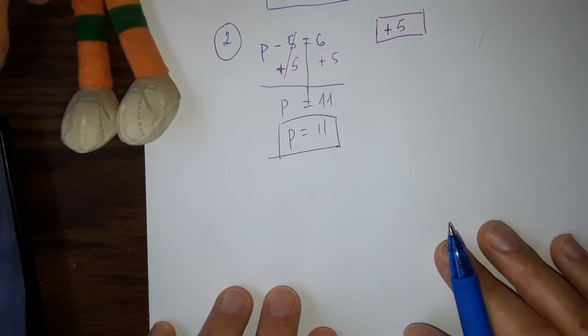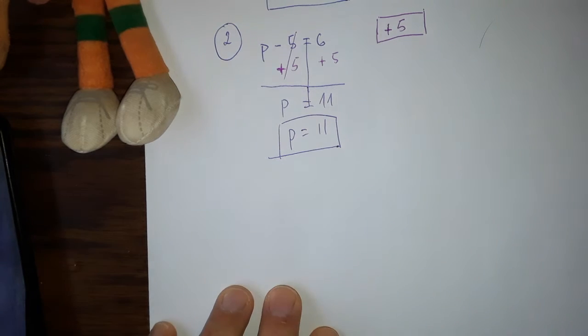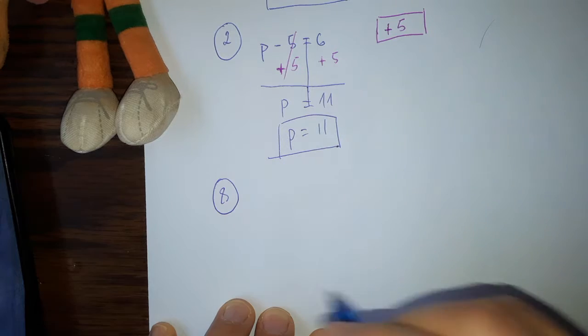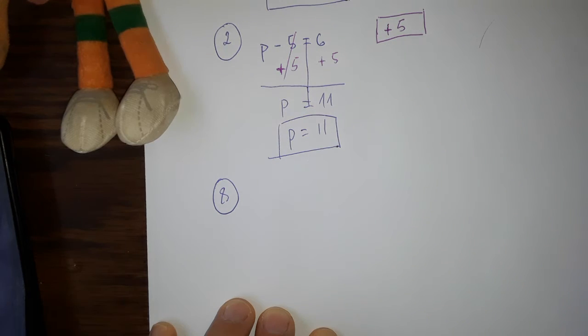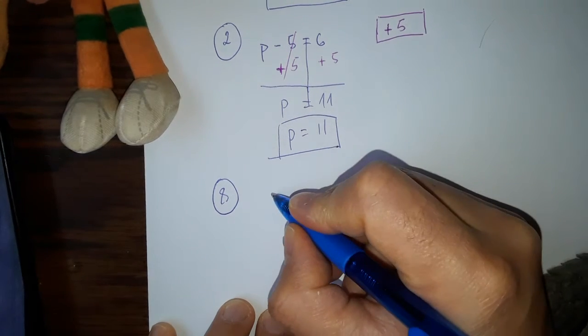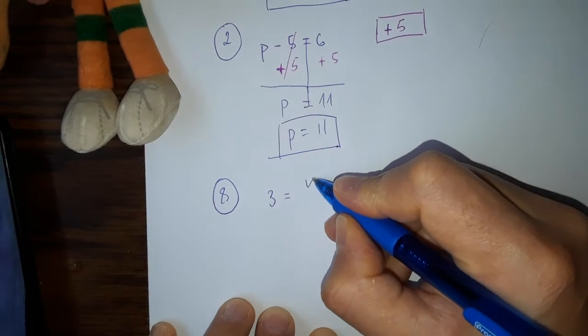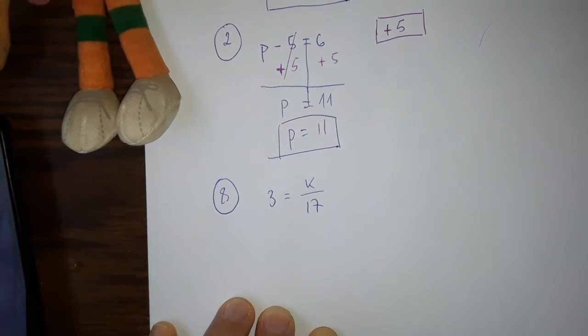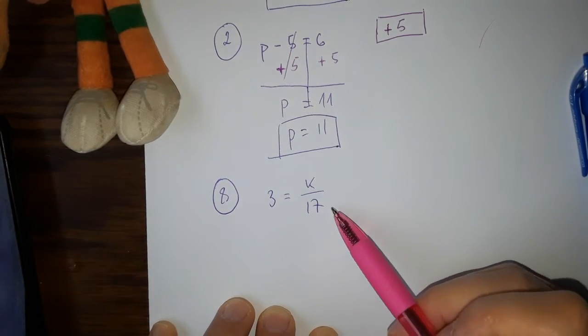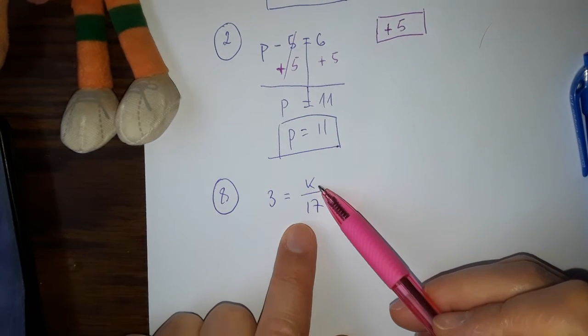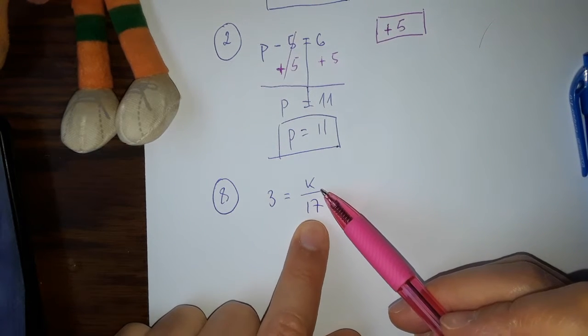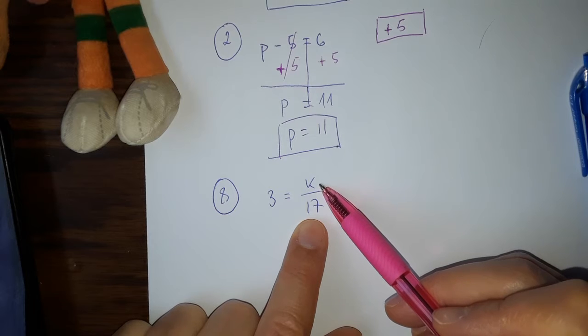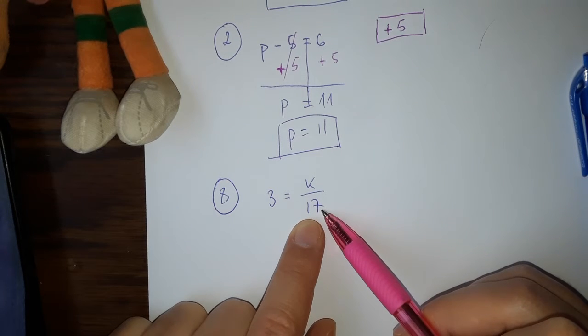Maybe we can do now number 8. Number 8, we're gonna do 3 equals K over 17. We want to now leave the variable, it's K, and we want to leave K by itself. How are we gonna do that? Who is annoying K? This dividing 17. How can we kill a dividing 17?